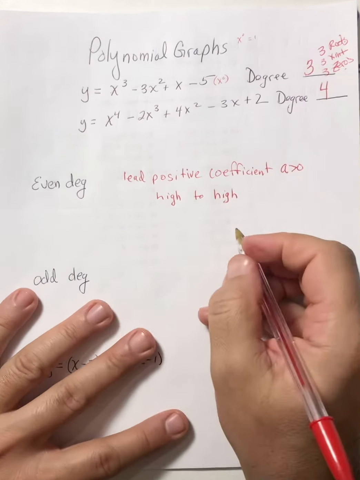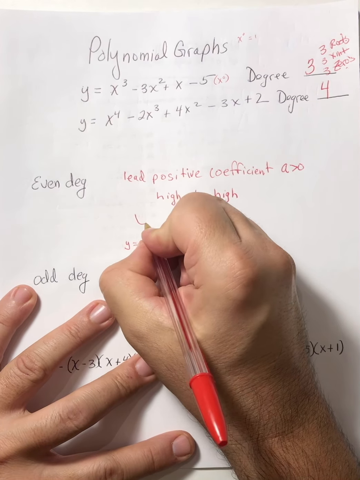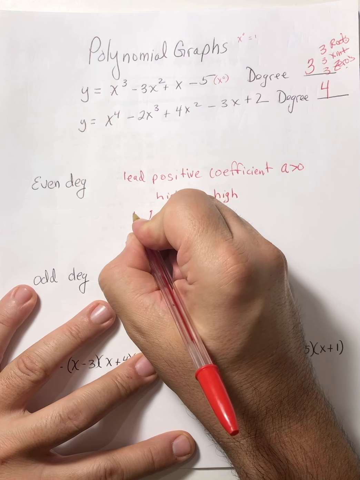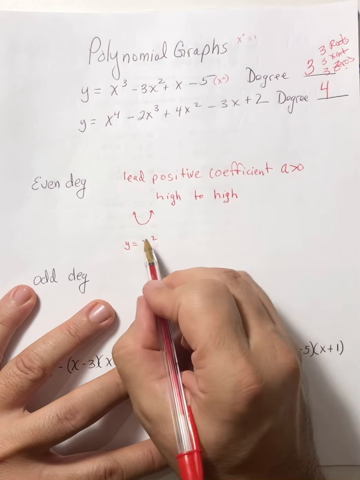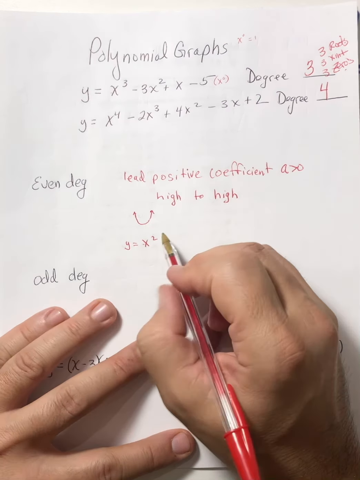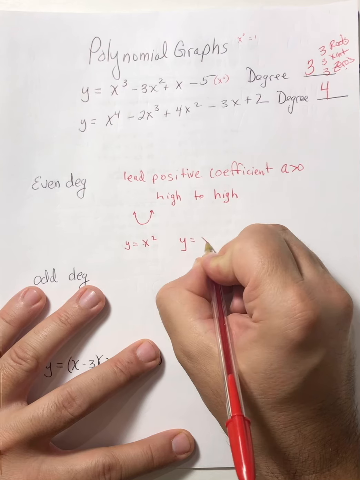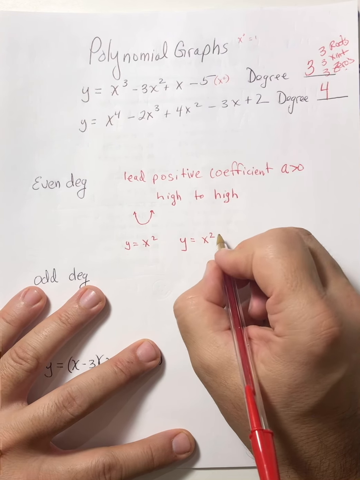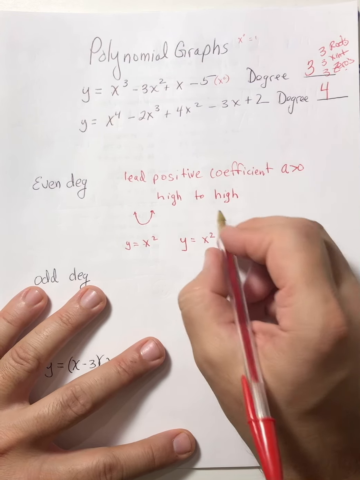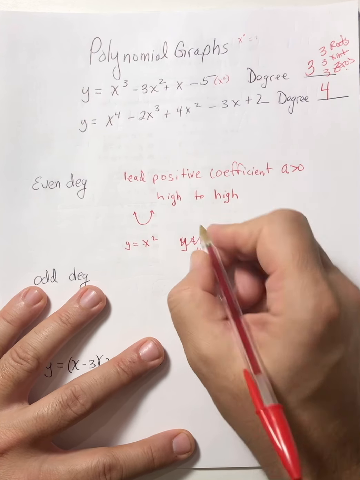Think about what a parabola looks like. Think about what y equals x squared looks like. That's right, it's a U. Okay? If there was a negative in front here, then it's upside down. That's all. So now a 4th degree equation, let me say it this way. So a 4th degree equation looks like this.